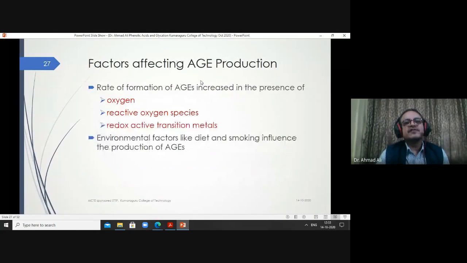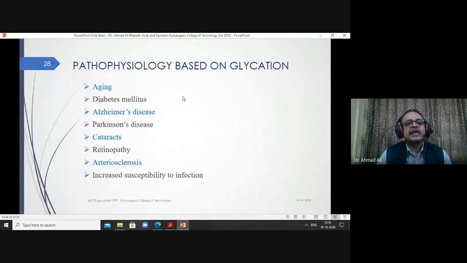Now, what are the factors which affect the production of AGEs? These include oxygen. Oxygen favors the formation of AGEs, along with reactive oxygen species and redox active transition metals. Some other factors like diet and smoking also influence production of AGEs.